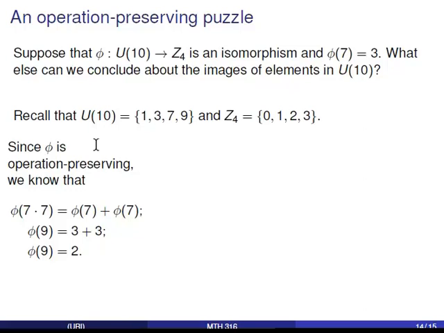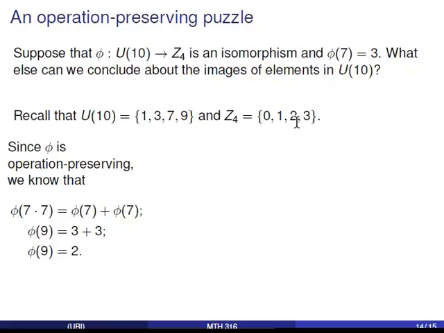Because phi is an isomorphism, it's operation preserving, which means that if I take a and b in the operation preserving statement to be 7, then I know that phi of 7 times 7 should equal phi of 7 plus phi of 7. Now, in U of 10, 7 times 7 is equal to 9, so the left-hand side just simplifies to phi of 9. In Z4, 3 plus 3 is equal to 2, so since phi of 7 is equal to 3, that means that the right-hand side simplifies to 2 as well. Now, the operation preserving property has then allowed us to conclude that phi of 9 equals 2. And that's something we didn't know before. 9 is going to map to 2.